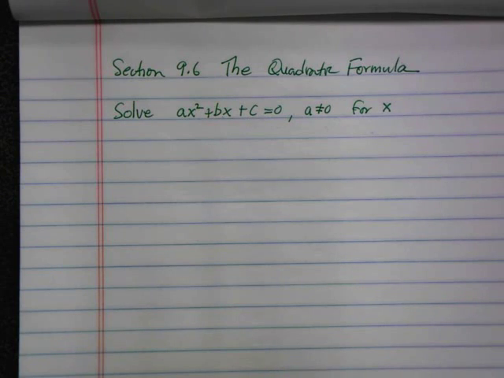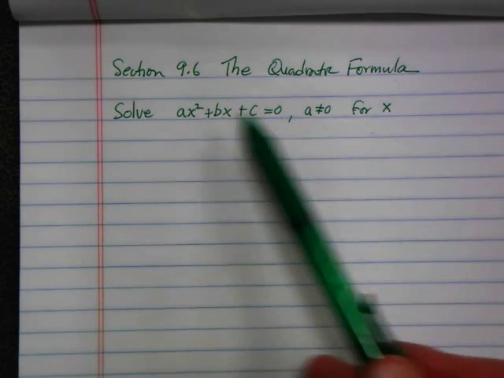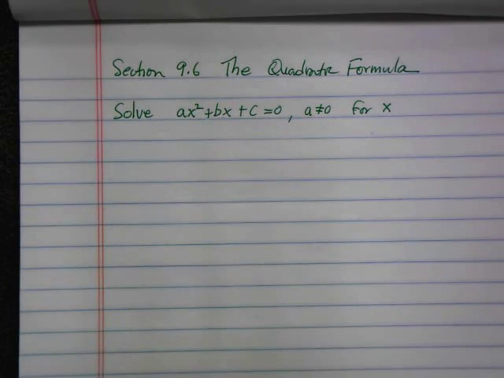So I'm going to take the equation ax squared plus bx plus c, and I have to have a cannot be 0, because if a is 0, the x squared goes away and it's not quadratic anymore. And I want to solve that equation for x.